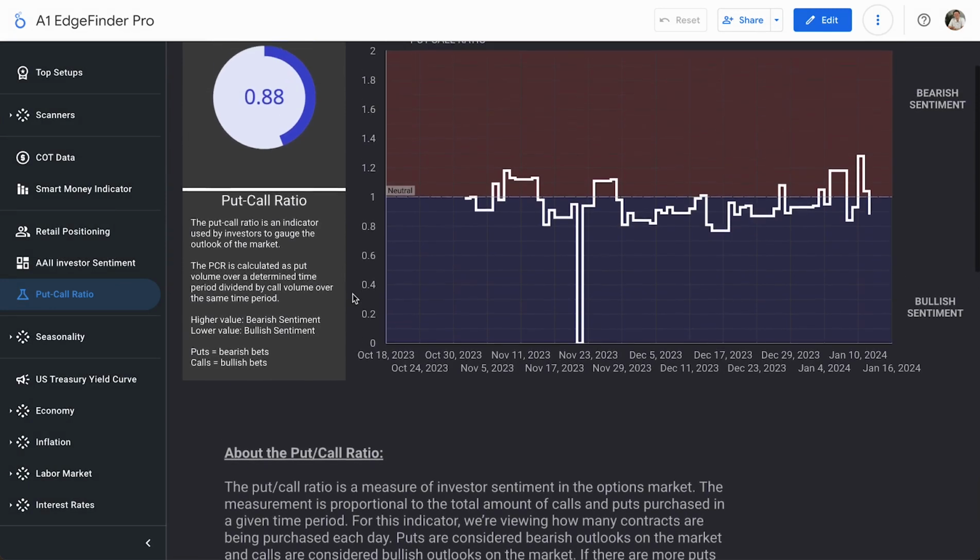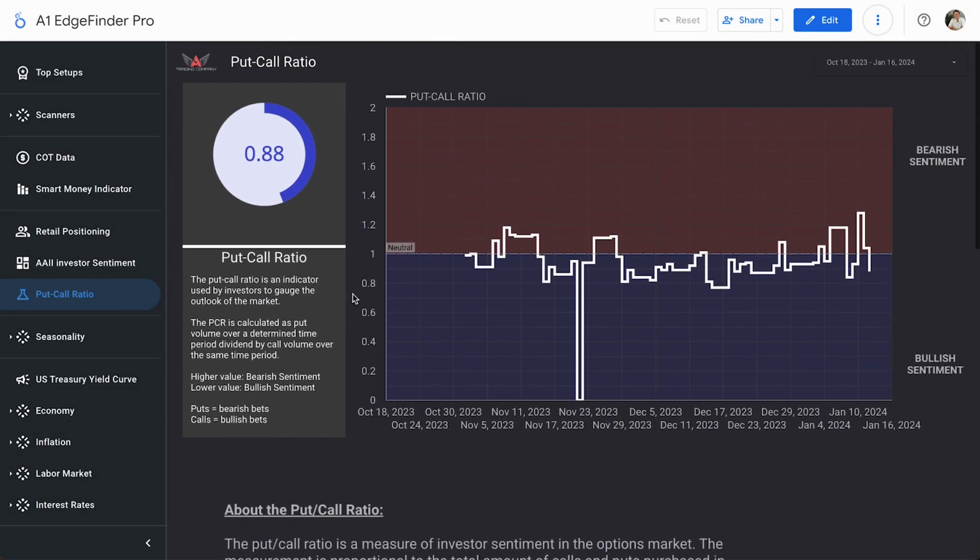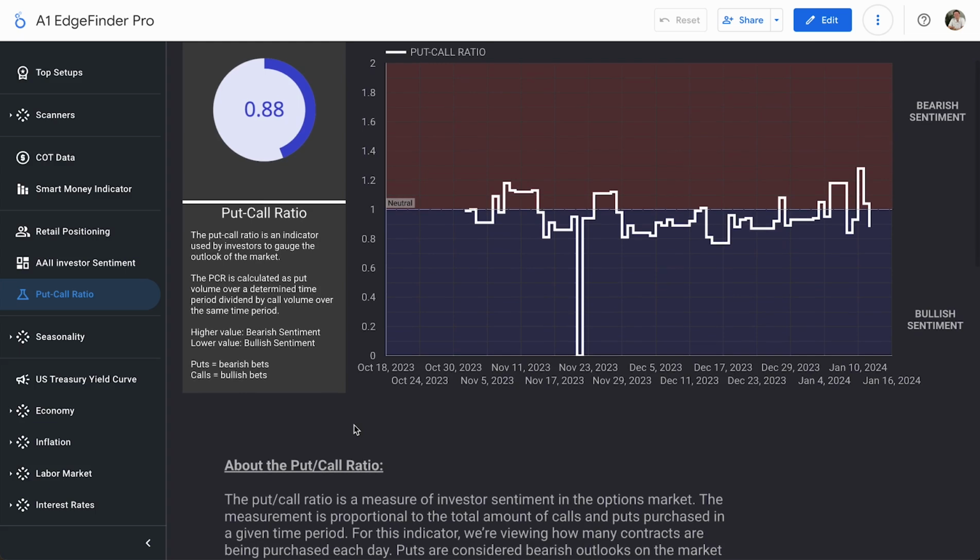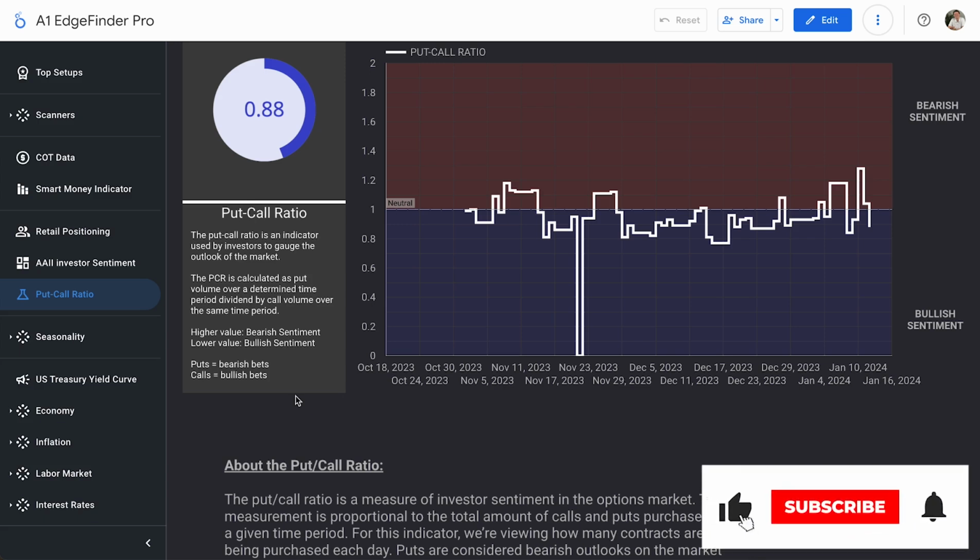Today we're going to be going over one of our newest features, the put-call ratio scanner. This is a really cool feature that we just finished putting together. It's been in the EdgeFinder for a couple days, but we've tweaked it a little bit and it is finally ready to show off for you guys. And we are super excited to get to do that today.